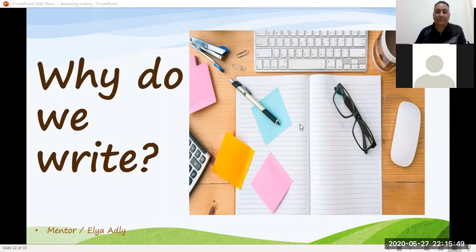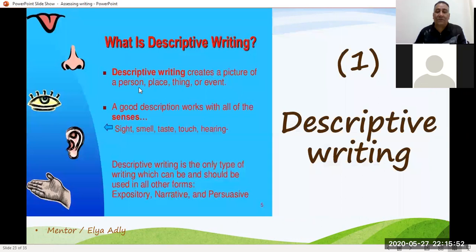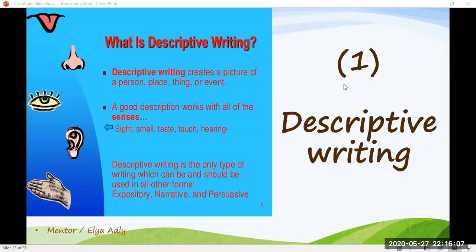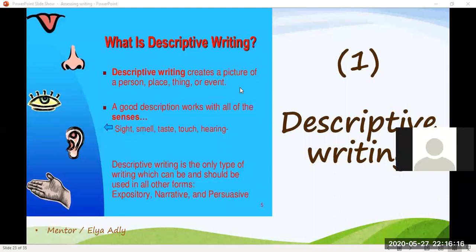So, we have many kinds of writing. Number one is descriptive writing. What is descriptive writing? Descriptive writing creates a picture of a person, thing, or level. A good description works with all of the senses: sight, smell, taste, touch, hearing.